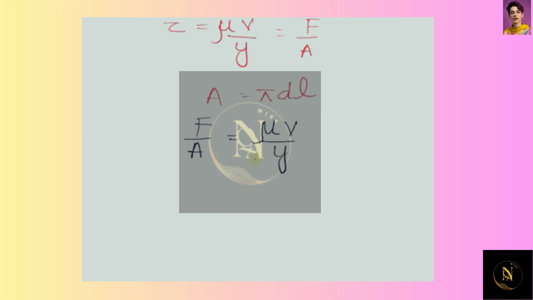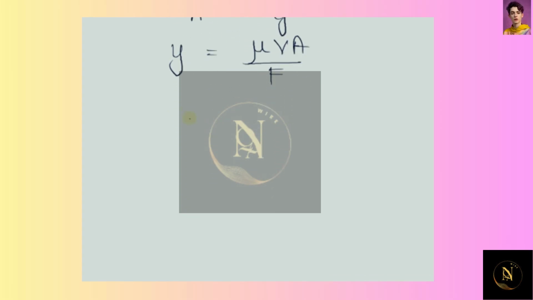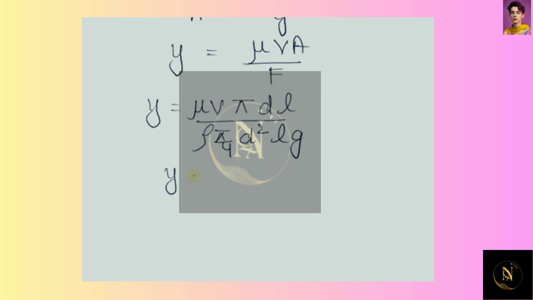So now if we write this expression in terms of Y, we'll have Y equal to mu V A divided by F. So we have the value for F and A, so we'll just substitute these values. So we'll have Y equal to mu V, area is pi d L and force is rho pi by 4 d square L g. So on solving this expression, we have the value for Y equal to 4 mu V divided by rho d g.